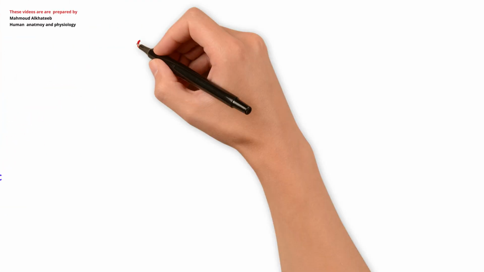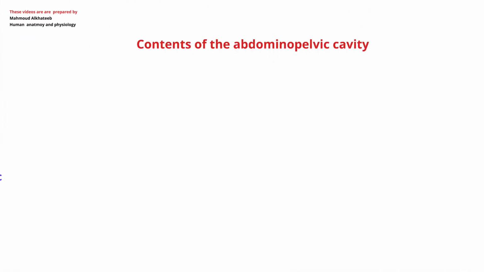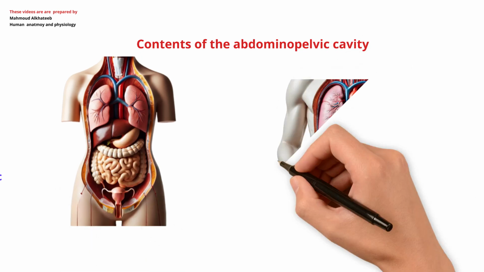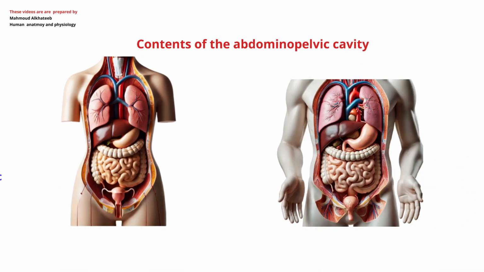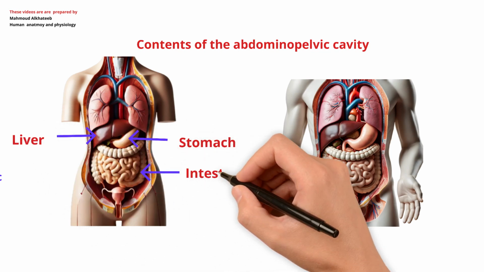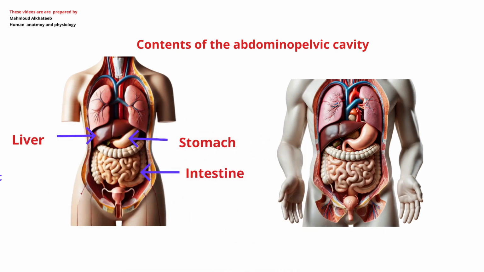Now let's discuss the precise contents of the abdominopelvic cavity. The abdominal cavity contains most of the digestive organs, including the stomach, liver, gallbladder, small intestine, most of the large intestine, pancreas, and spleen.